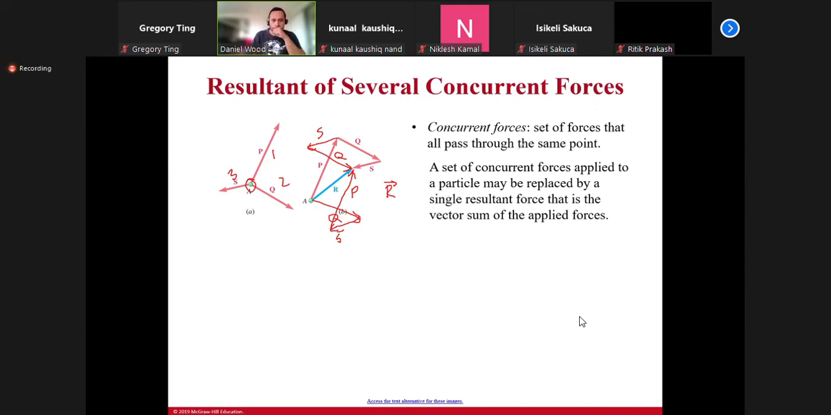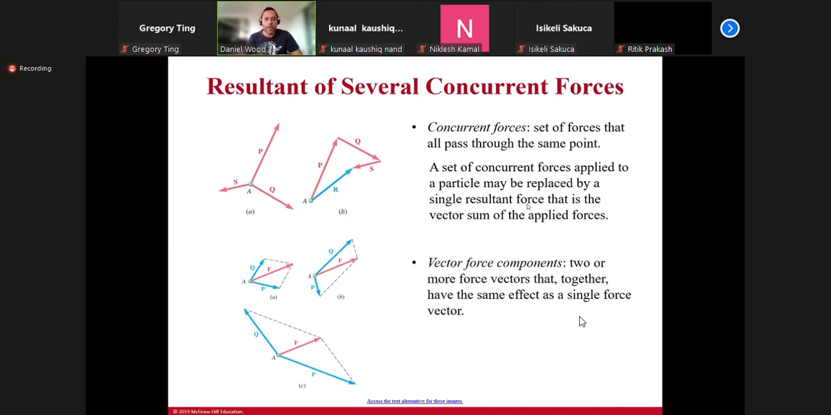Let me just keep going. Vector force components: two or more force vectors that together have the same effect as a single force vector. So in this case, you see Q and P have a resultant force F. Over here, Q plus P is force F. So instead of adding single vectors separately, I can sum them together and simplify my problem so that I just have one resultant force acting on the body, and that one resultant force will have the same effect as the other two.